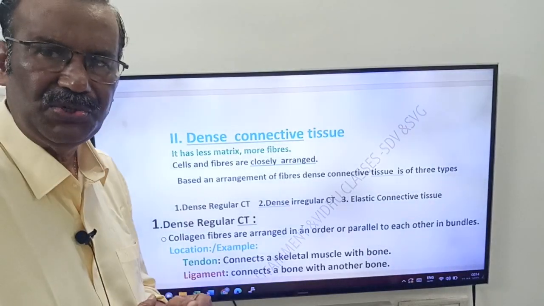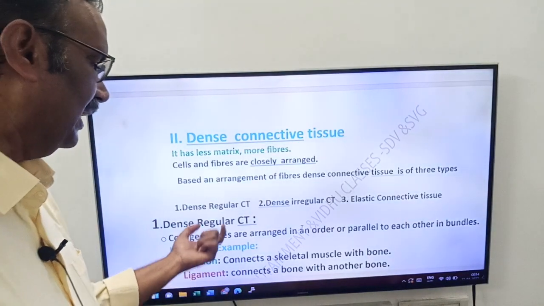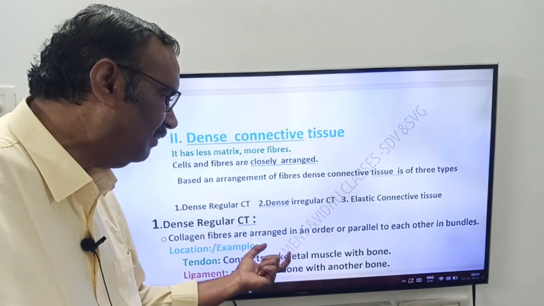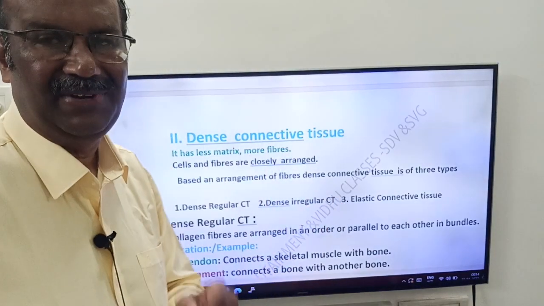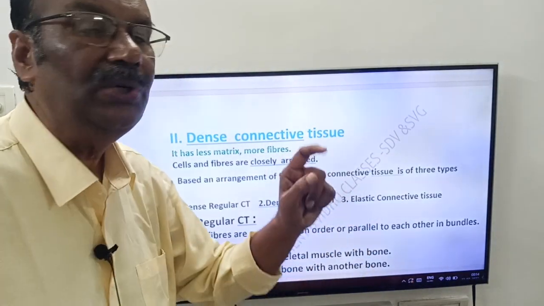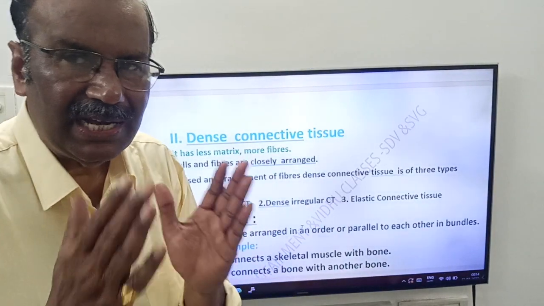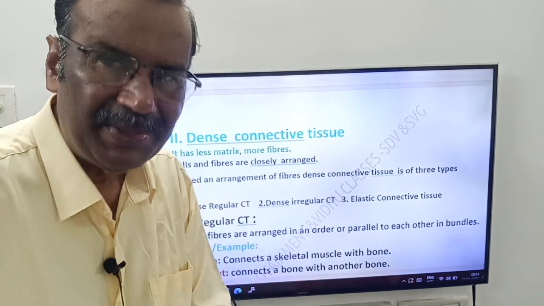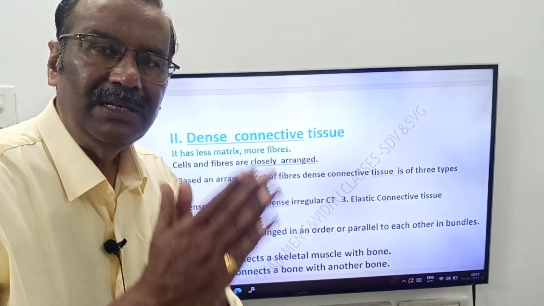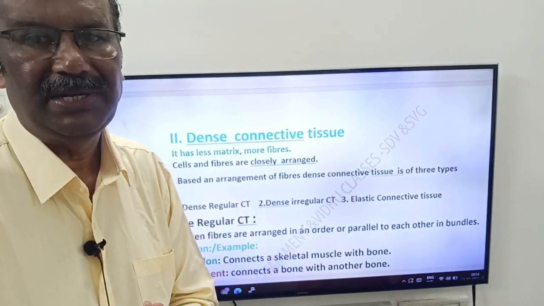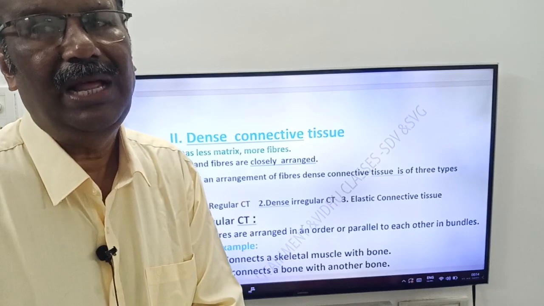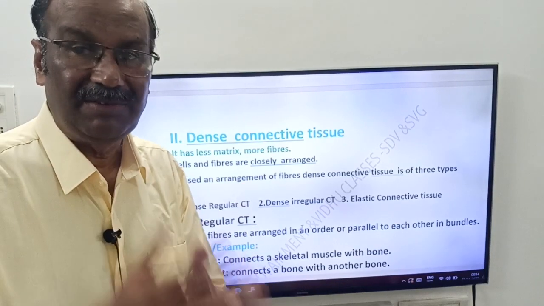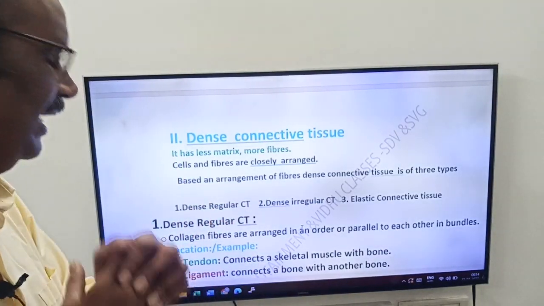Come to dense regular connective tissue, friends. Dense regular connective tissue has collagen fibers. These collagen fibers are arranged in an order, or parallel to each other in bundles. That bundle has orderly arranged, parallel arranged collagen fibers. Because these are regularly arranged collagen fibers, it is called dense regular connective tissue.